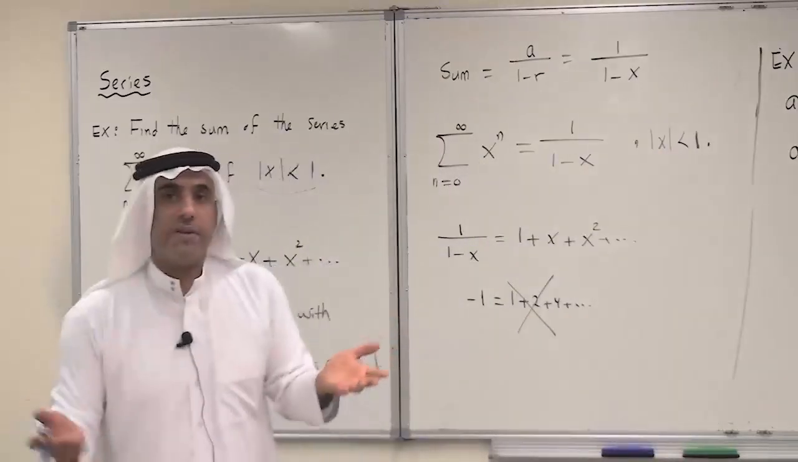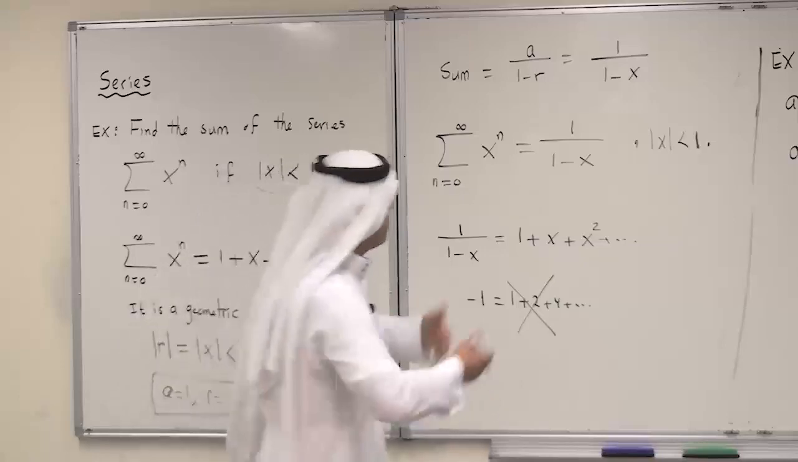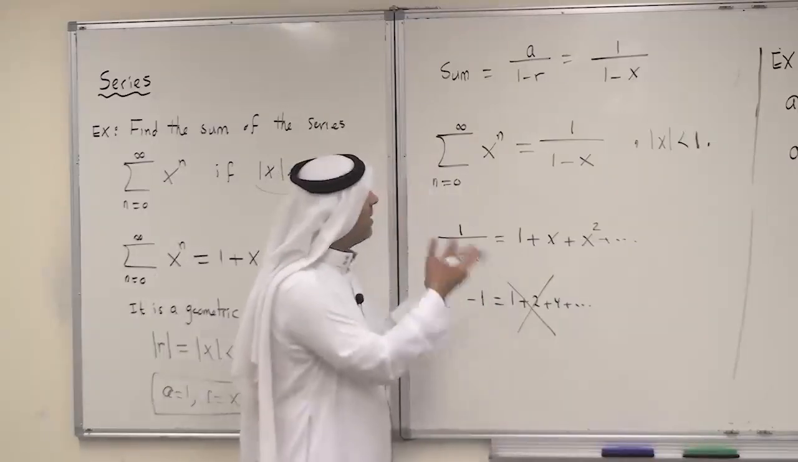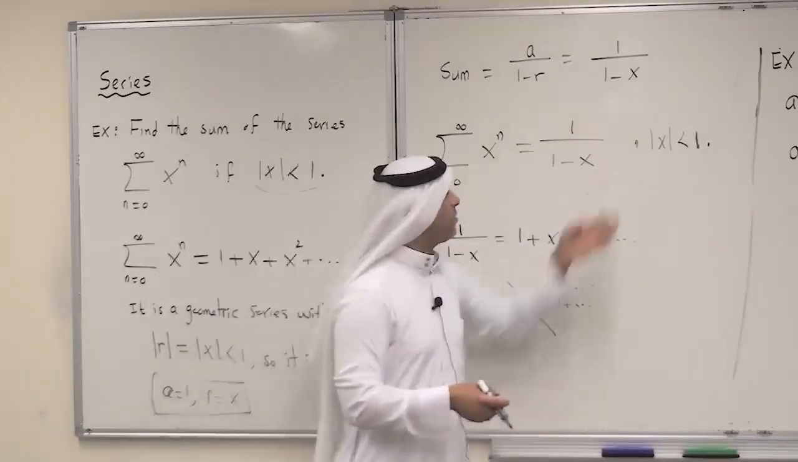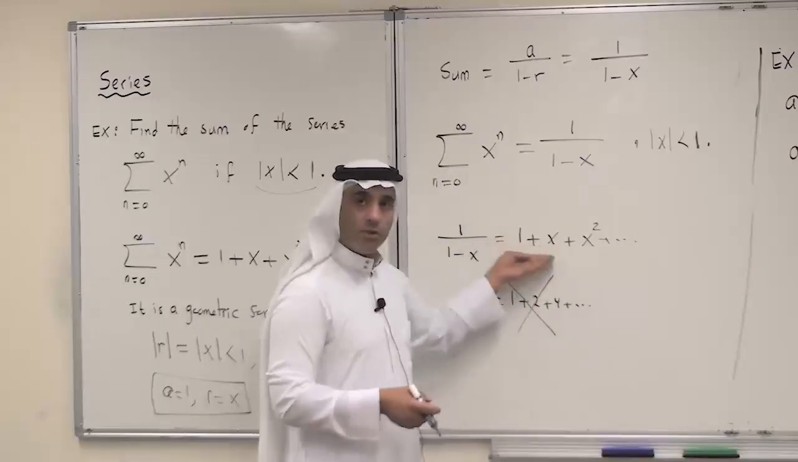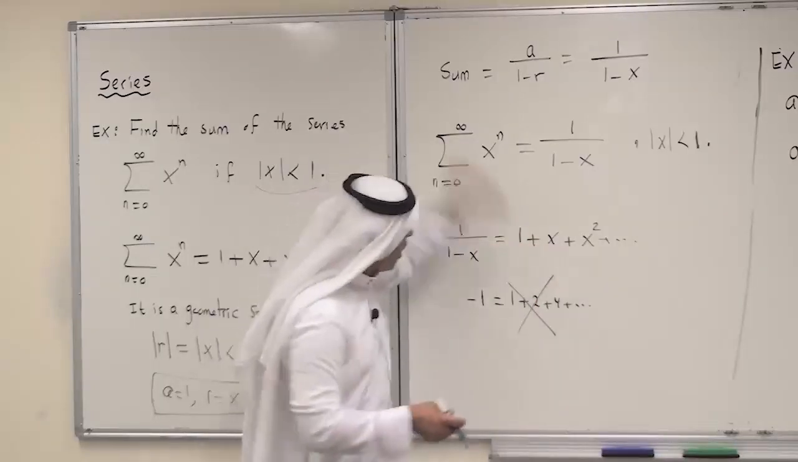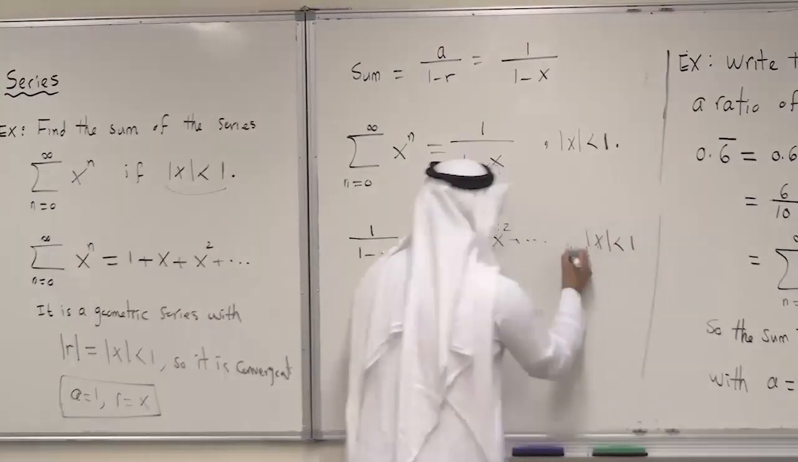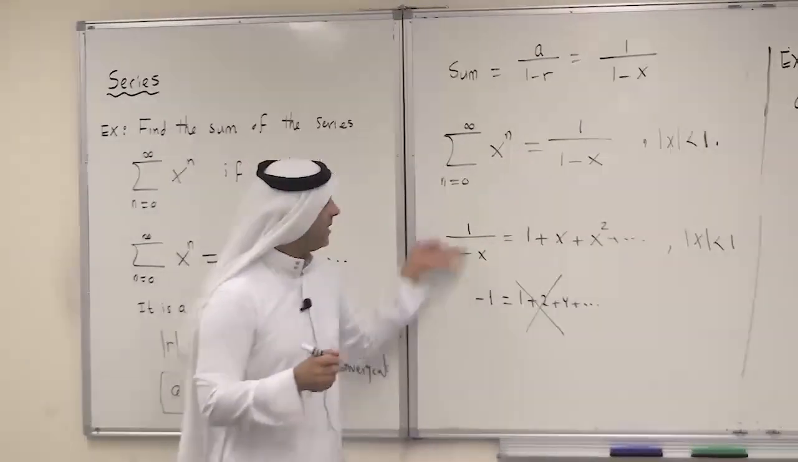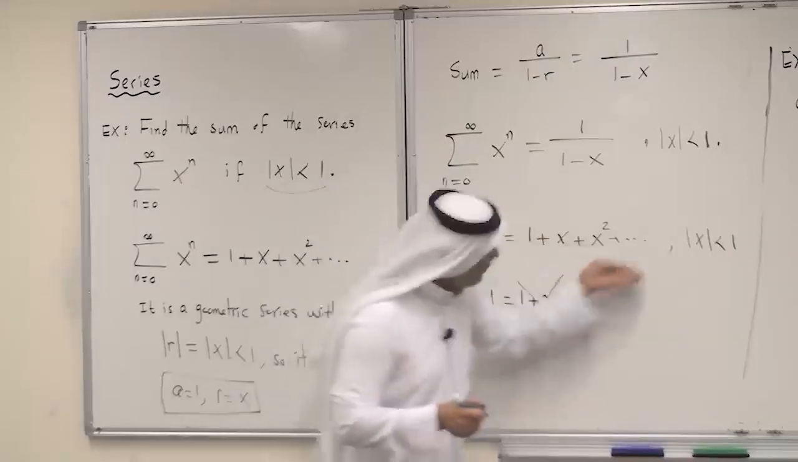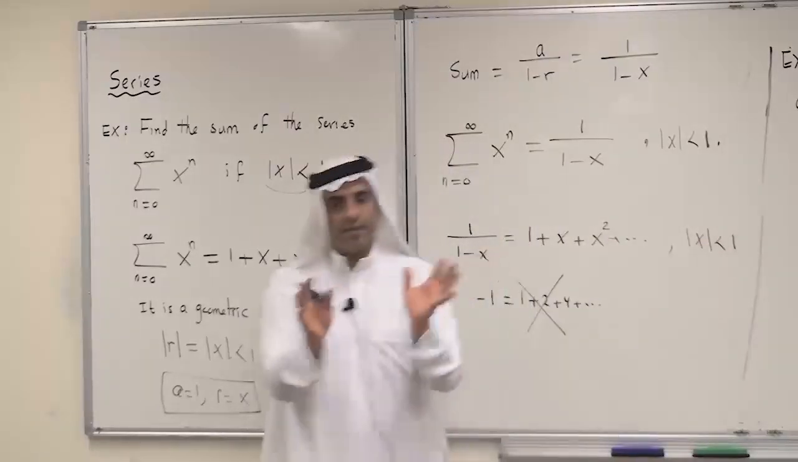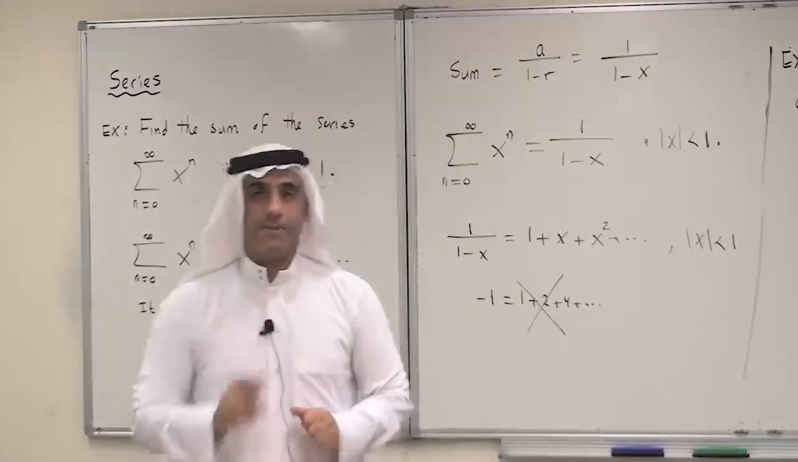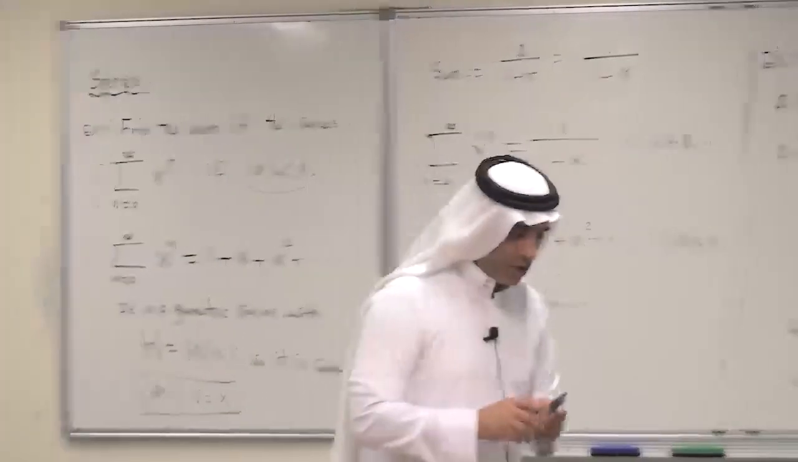But if you specify, for example, x to be 1/2, 1/3, 1/4, -1/2, any number between -1 and 1, this is always true. So to make it precise, you always need to specify when it is convergent. Now it is a complete statement. This is equal to this if the absolute value of x is less than 1. Otherwise, it doesn't make any sense. This is what we mean by geometric series.